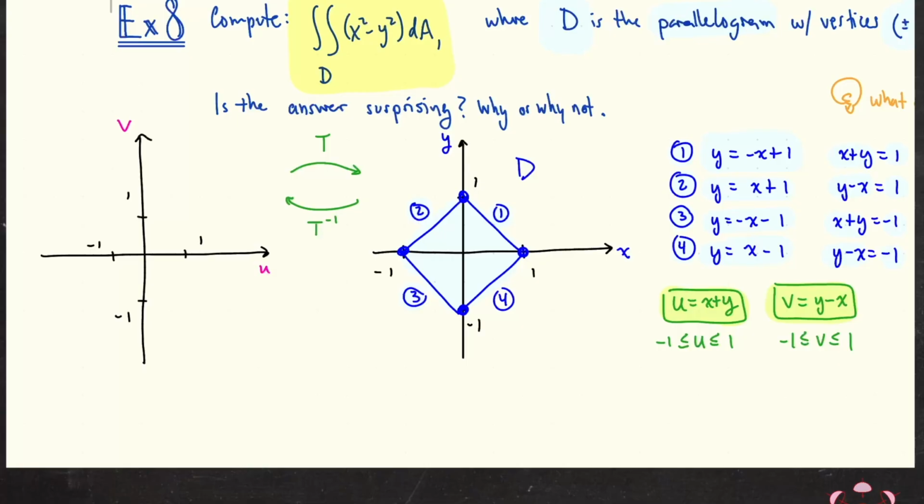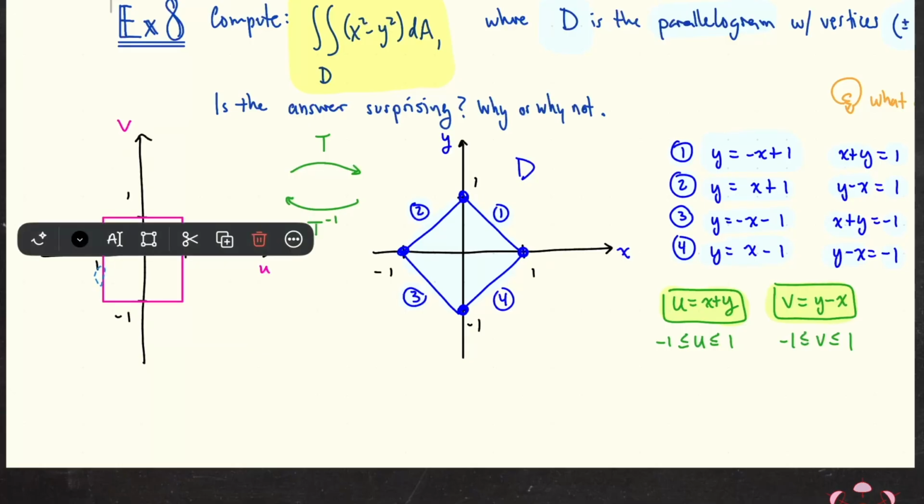box, where in the uv plane, we're just going to say, okay, great, this is a rectangle. Apologies, this doesn't look that great, but that's okay. And this is going to be our D star.